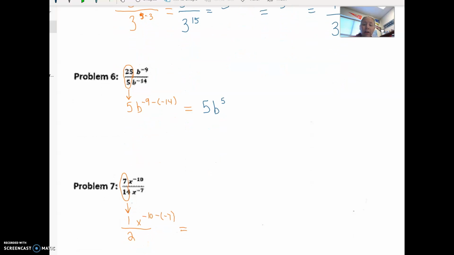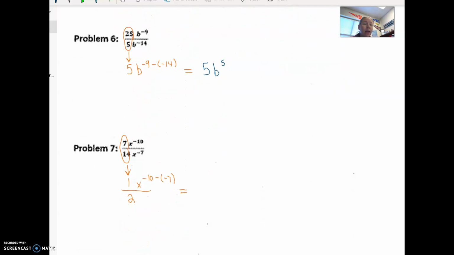The last one here, problem 7. So again, I already kind of started it. 7 over 14, we know that simplifies to 1/2, so I went ahead and did that. And then again, I took the top minus the bottom exponent. So again, I don't have to write the 1, but I have to remember there's a 2 there still. And we end up with x to the negative 4th power.